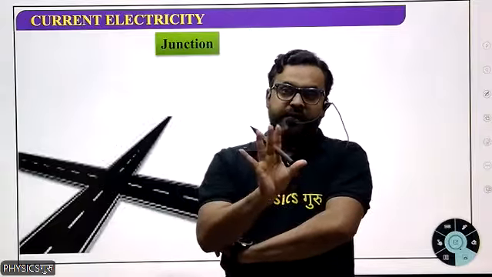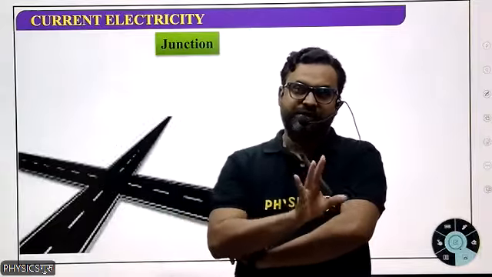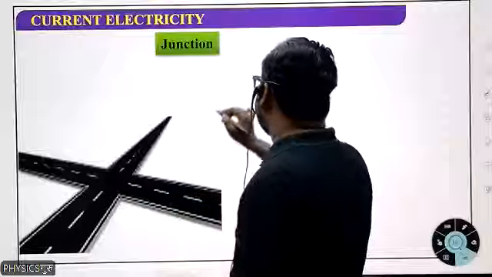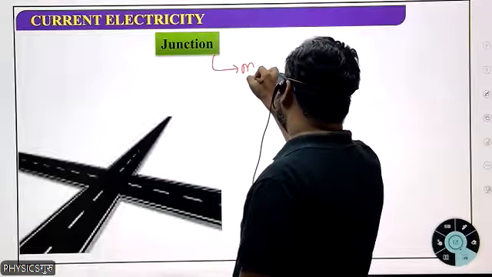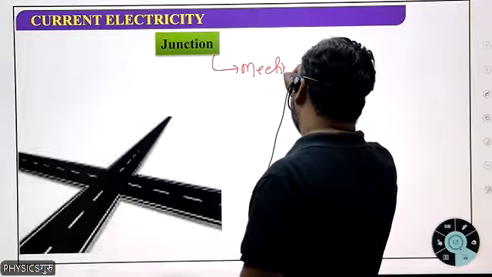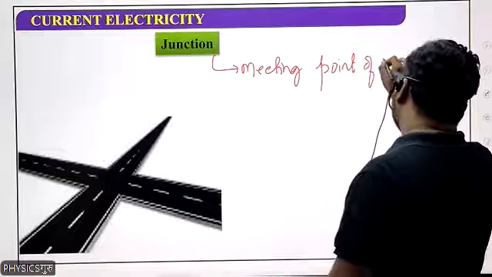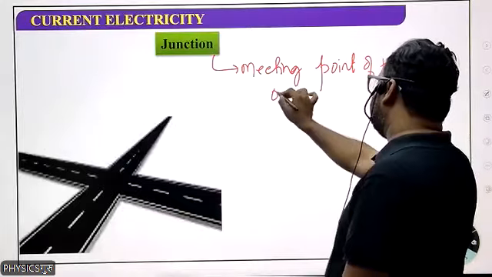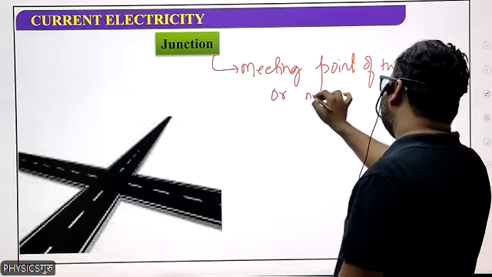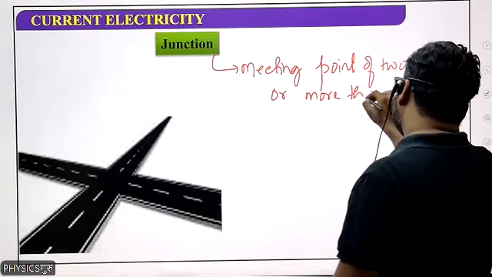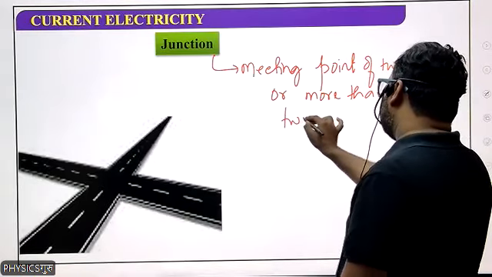So the first topic in Kirchhoff's laws is basically the junction. Junction means meeting point. A junction is defined as the meeting point of two or more than two wires.